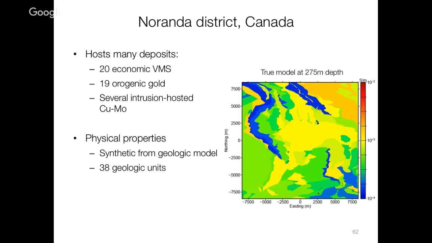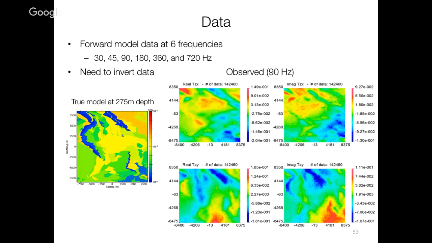Okay, so now we've got a big 3D region, 38 geologic units. So what we're going to do with that is populate that geologic model with electrical resistivities, and then we're going to go ahead, forward model them, and invert them. So we're looking at frequencies from, let's say, 32 to 720 hertz. And here's the true model. So it's a 3D model, but we're going to take a slice at 275 meters depth and look something like this. So the blue is resistive, the red is conductive. And so you've got these units.